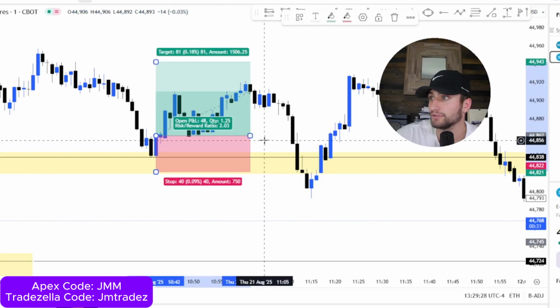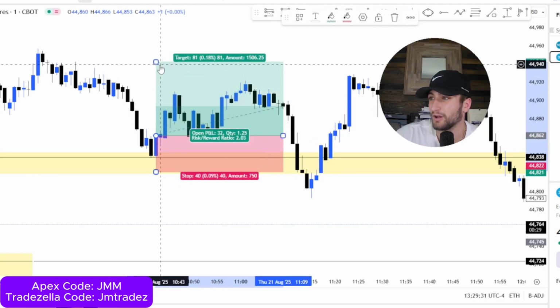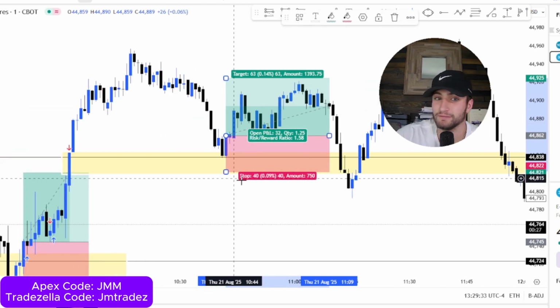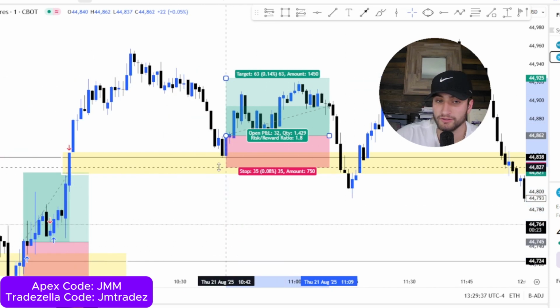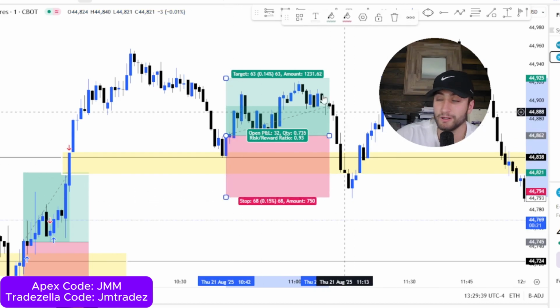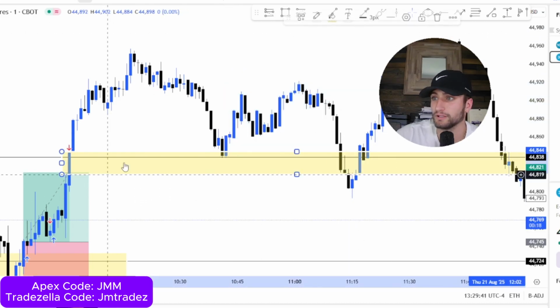You could have rode this up. You probably would have got stopped out. You probably could have put break even with this right here, but extended, depending if you had your stop extended like some people do, you could have made a decent amount of money. But you guys get the gist of what I'm trying to say.